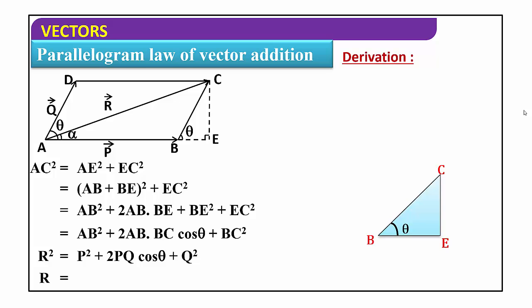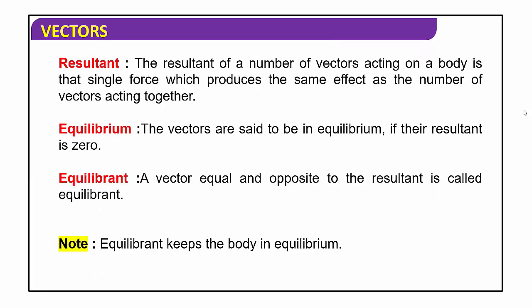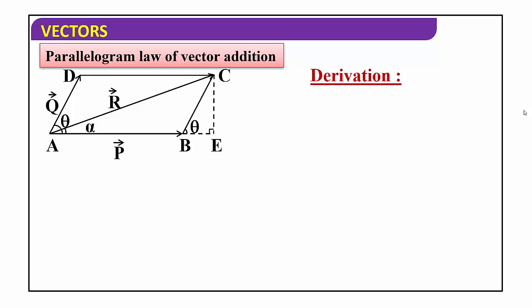Or we can take a square root here. So therefore the final equation we can get R equal to square root of P square plus Q square plus 2PQ cos theta. So this gives the magnitude of two concurrent coplanar vectors. Yes, what is the magnitude here? R equal to square root of P square plus Q square plus 2PQ cos theta. So this is all about magnitude. Now we can derive an expression for its direction. Here I am going to consider the triangle AEC.